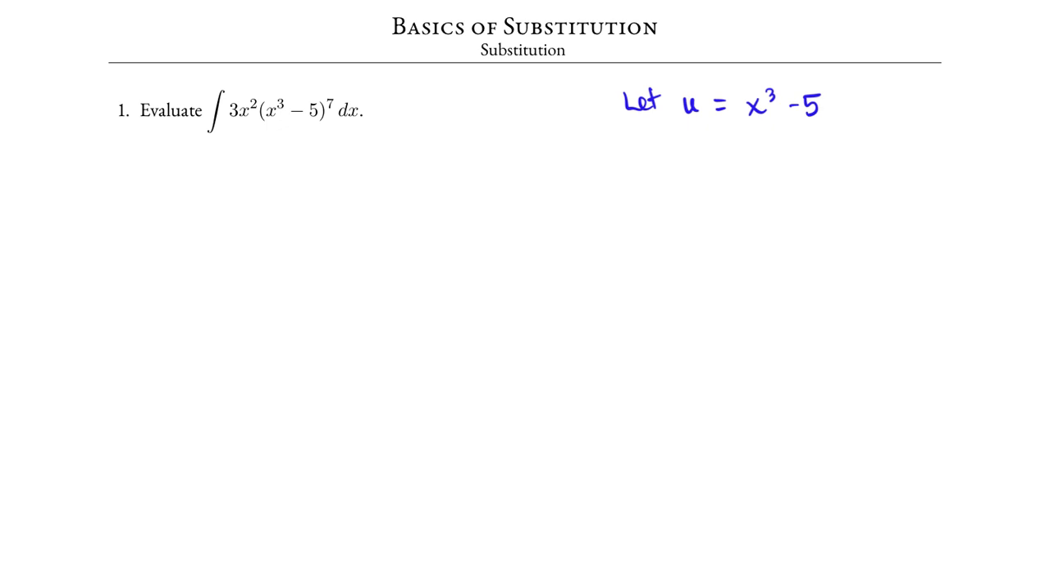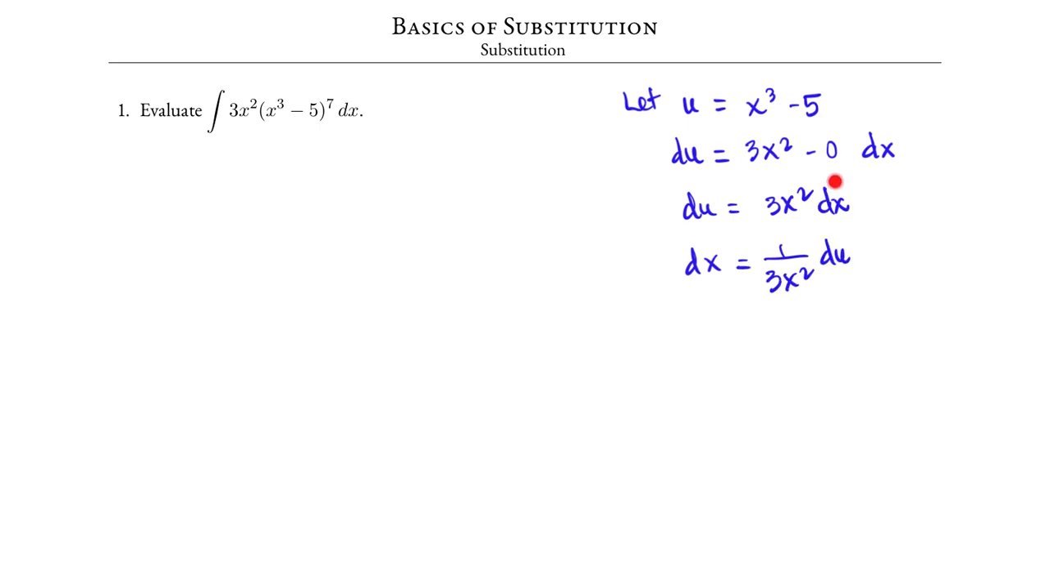And then we differentiate it to get du. du with respect to x is 3x squared, minus the derivative of 5, which is 0. And we use the differential, so we put dx. This is du equals 3x squared dx. And then we isolate dx. dx is therefore 1 over 3x squared du, because we want to get dx by itself. That's the reason why we will do this.